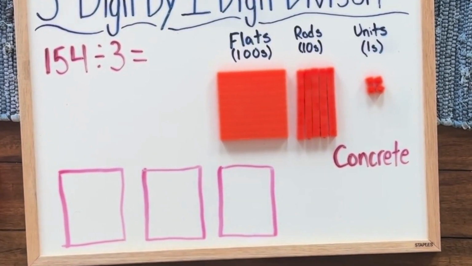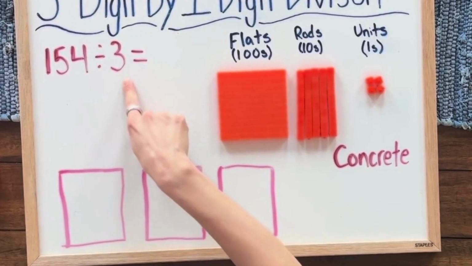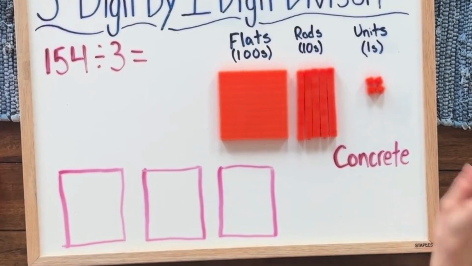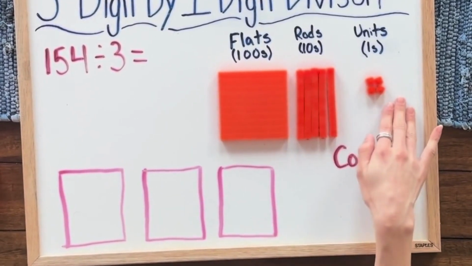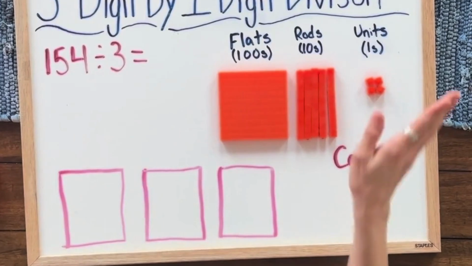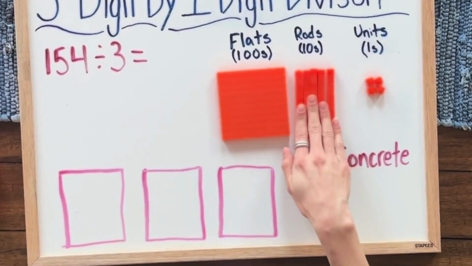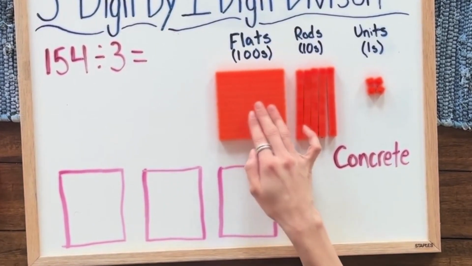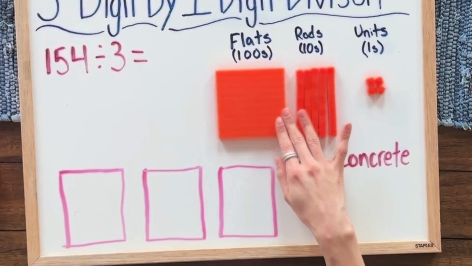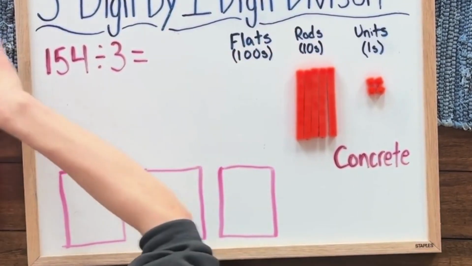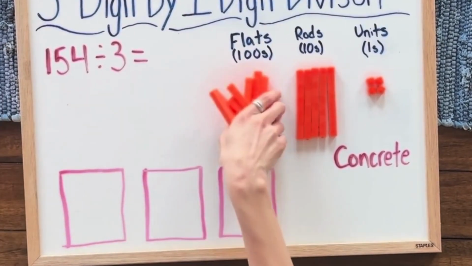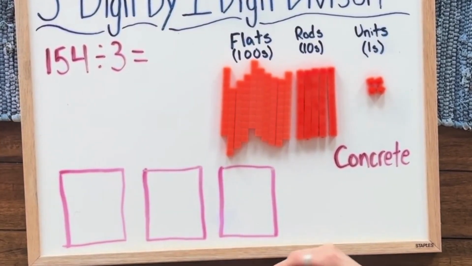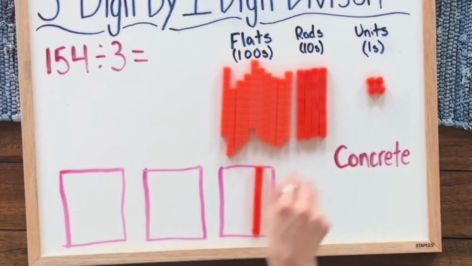Okay, so now we are going to solve 154 divided by 3 using the concrete model and base 10 blocks. I have my flats, my rods, and my units. To represent 154, I would have 1 flat, 5 rods, and 4 units. To start, we start with the flat. Since we only have 3 groups and can't distribute this evenly, we will need to exchange the flat for 10 rods. Now that we have all of our rods, we can start by distributing these equally into the 3 groups.